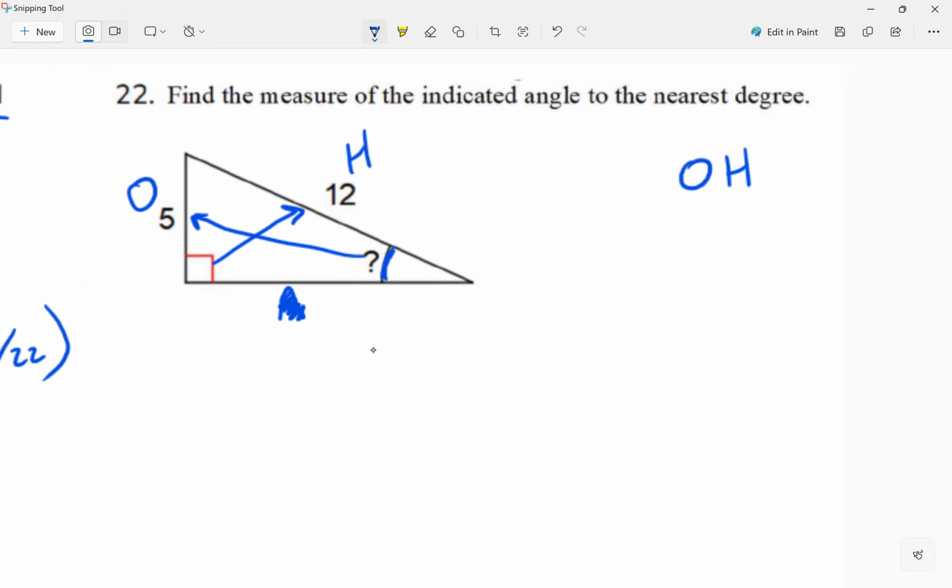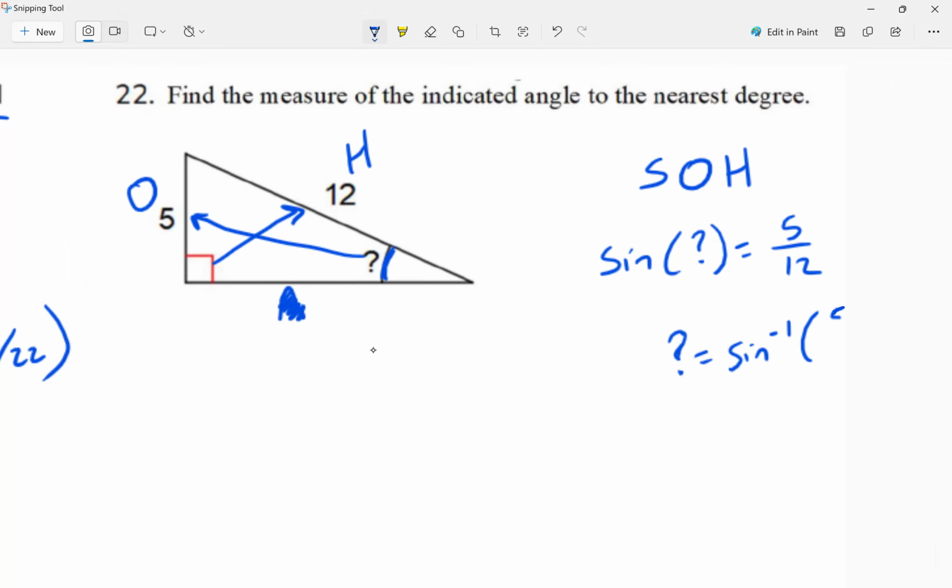For my acronym, SOHCAHTOA, that is SOH, so that means I'm going to be using sine of that question mark. Sine of my degrees is 5 over 12. So to have that question mark by itself, I'm going to call this sine inverse of 5 over 12.